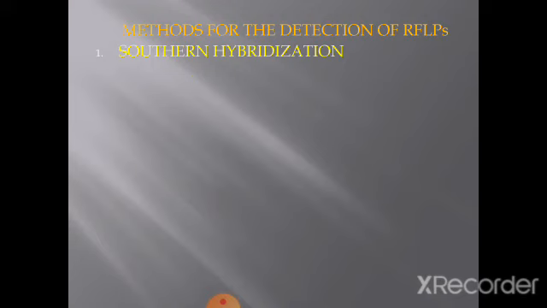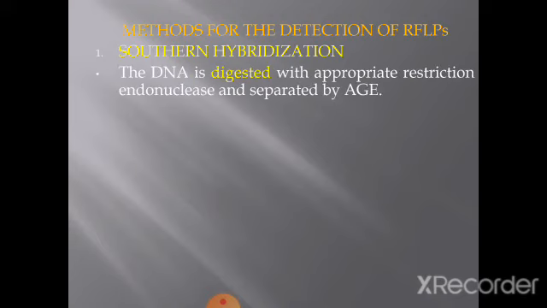Then there are 2 methods of detection of RFLPs. One, you normally do by southern hybridization. What is done in southern hybridization? Basically, what is southern hybridization? It is a nucleic acid hybridization technique.